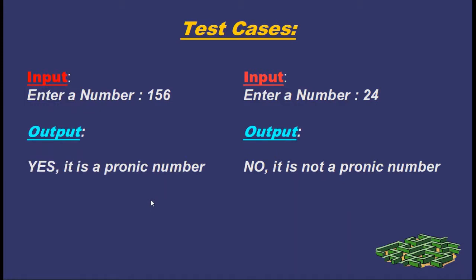For your easy understanding, as I explained earlier, we have taken some test cases. If you consider 156, it is a pronic number. If you consider 24, it is not a pronic number. See, for 24: 1 into 2 is 2, no. 2 into 3 is 6, no. 3 into 4 is 12, no. 4 into 5 is 20, no. And 5 into 6 is 30. So it is exceeding 24, hence it won't become a pronic number, right?